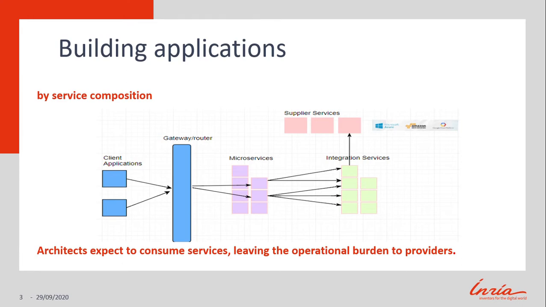Today, Open Company has many applications that are deployed in the cloud. These applications are built on the basis of composition of services, like MySQL database and queue services and other services. Architects no longer try to implement their services themselves, but consume them while leaving the operation burden to service providers. Providers are expected to maintain and secure the service as much as possible.